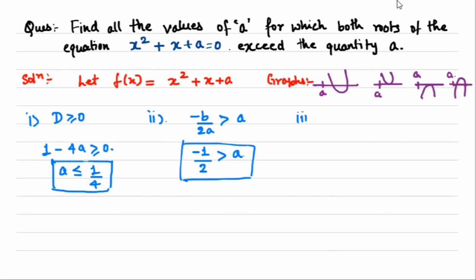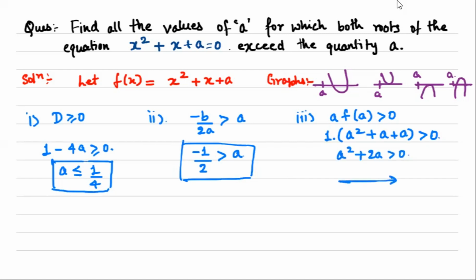And then solving the third condition, which is basically your a times f of a should be greater than 0. Okay. So a is 1, f of a would be, just plug in the value of a here in place of x, so it will become a squared plus a is greater than 0. So what we get from here is a squared plus 2a is greater than 0. And the roots are basically 0 and minus 2. Using the wavy curve method, we have plus, minus, plus. So the possible solutions are here.